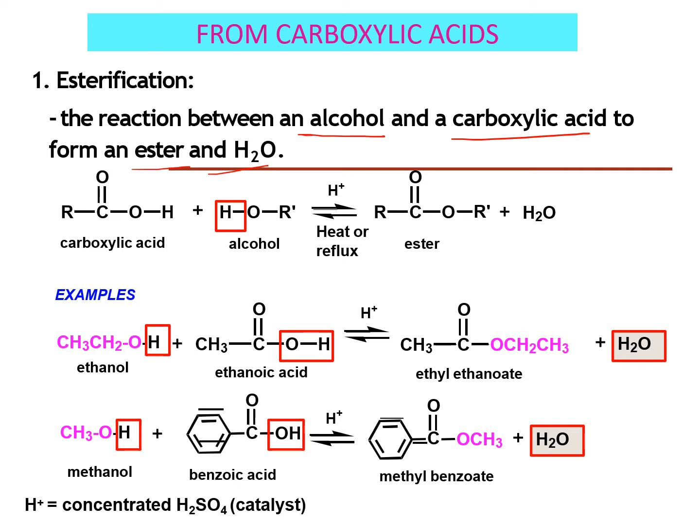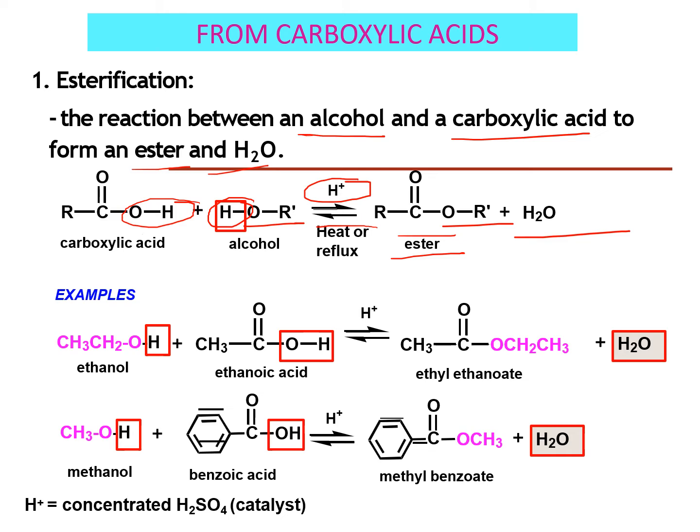So you have carboxylic acid here, RC double bond OOH, react with the alcohol HOR'. So what happened? The OH will combine with the H from the alcohol to form water, and the place of OH is replaced by OR'. So it becomes an ester. This reaction must be conducted in acidic condition and also must be heated or refluxed. If not, the reaction might not occur because the carboxylic acid is not so reactive.